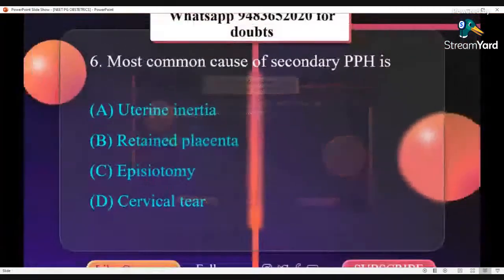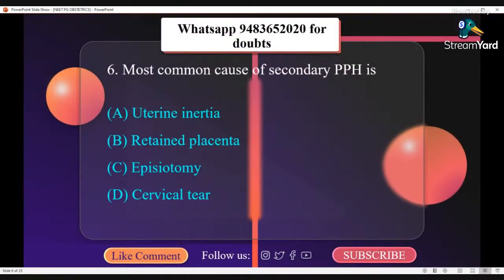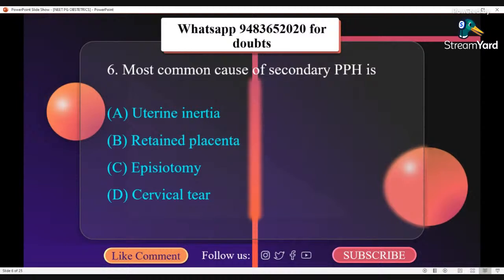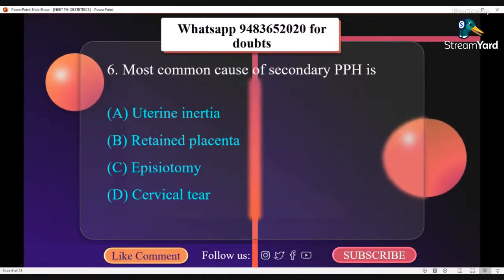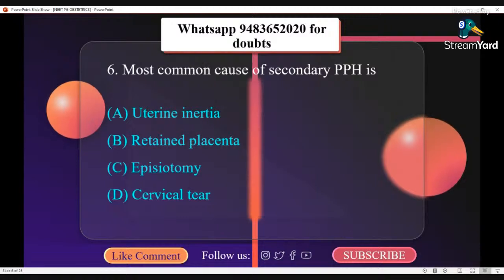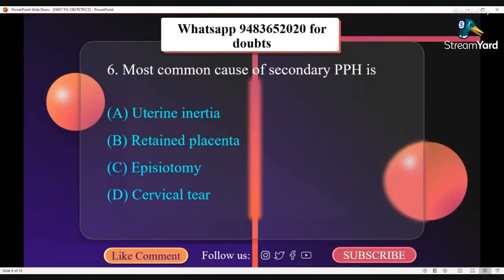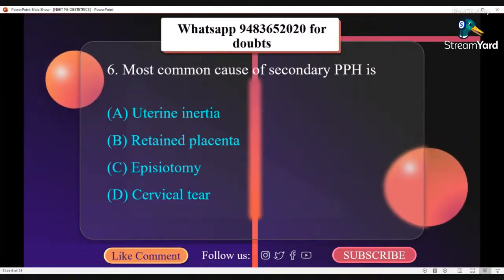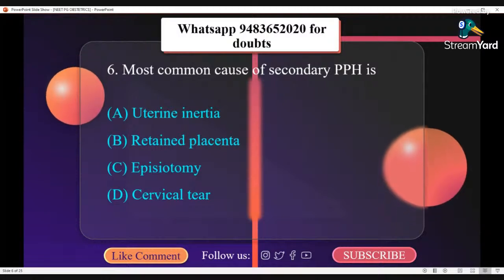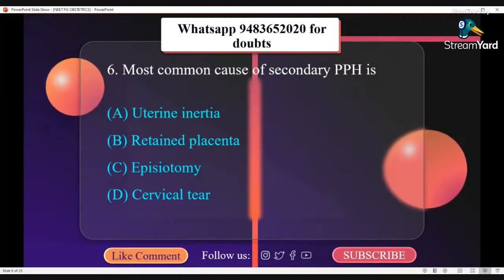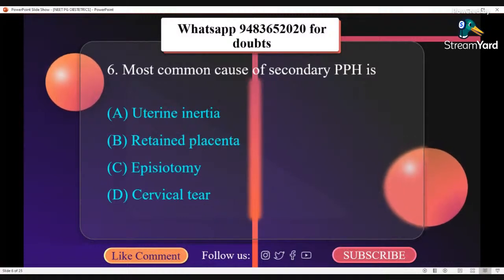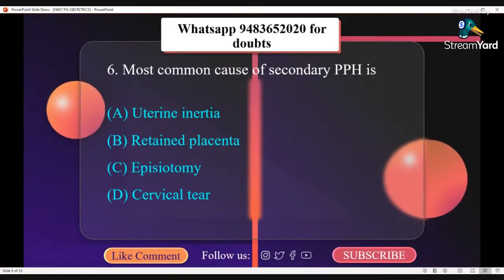Now let's move to the next question. Most common cause of secondary PPH. Now what is secondary PPH? Secondary PPH or late PPH occurs at 8th to 14th day of delivery. Postpartum hemorrhage at 8th to 14th day. The most common cause of this PPH is retained placenta.